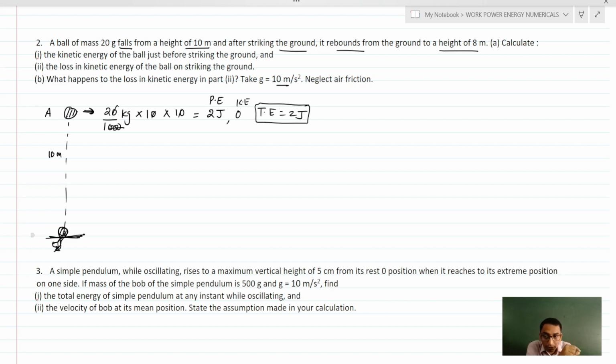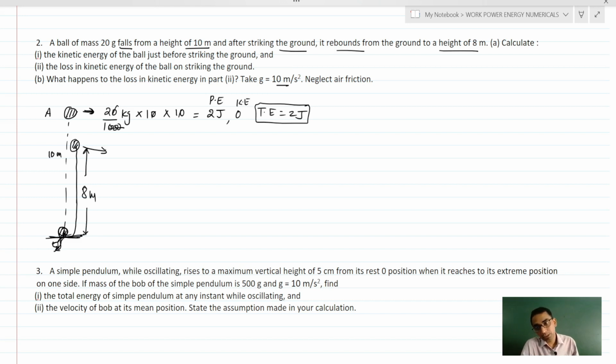Had there been no loss in the energy, the ball would rebound back to the same height, because the total kinetic energy at the bottom would again be converted into total potential energy. So the ball must rebound back to the same height, but it will not happen because it is losing some amount of energy. After rebounding, it goes to say 8 meters above the top.